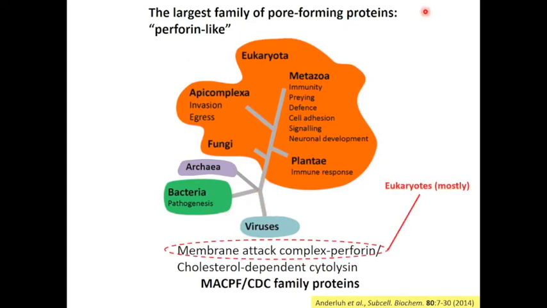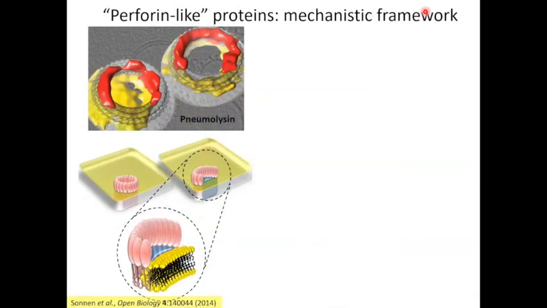So we have the membrane attack complex perforin, or MACPF family, which is in eukaryotes mostly, and the cholesterol-dependent cytolysin family, mostly in bacteria, mostly gram-positive bacteria. But they're actually the same family. We only discovered that by looking at their atomic structures. And the basic understanding we have of the way they work is that they do form these pores. As you've seen, they form these.